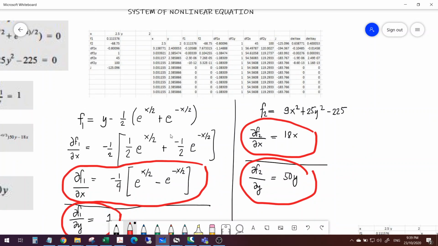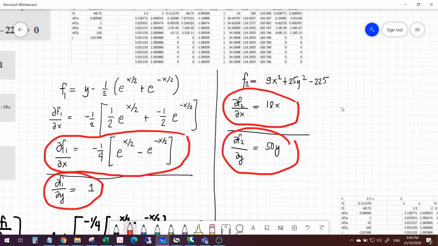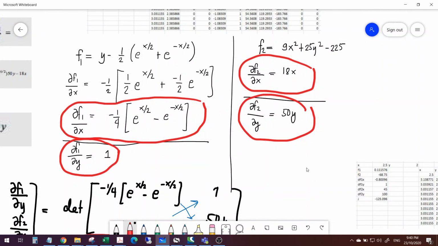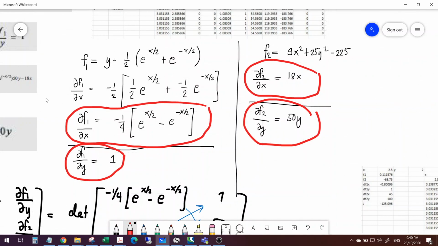1 half times e raised to x over 2 plus e raised to negative x over 2, while the other one is f2, which is equal to 9x squared plus 25y squared minus 225. And remember that before getting the delta x, delta y formula, we need to first get the corresponding partial derivatives, say df1 dx, df1 dy, and then df2 dx, df2 dy. Okay, first the df1 dx.